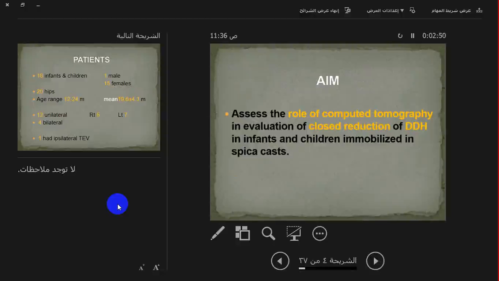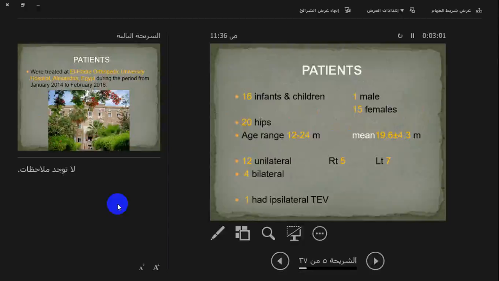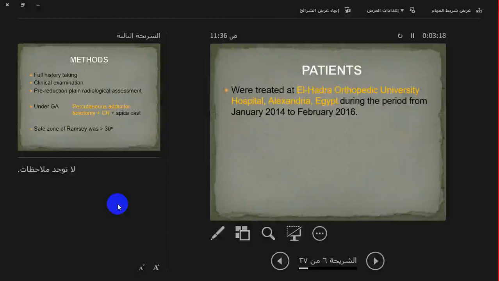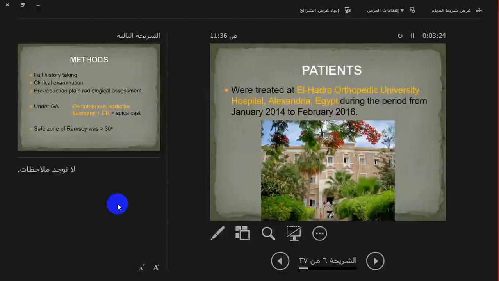The aim of this study, which was done in our department, was to assess the role of computed tomography in evaluation of close reduction of DDH in infants and children immobilized in spiker casts. We had 16 infants and children with 20 involved hips with an age range of 12 to 24 months. Well, the mean was 19.6 months, 12 were unilateral, 4 bilateral, and 1 had an ipsilateral talipes equinovarus. They were all treated at Al-Hadra Orthopedic University Hospital, Alexandria, during the period from January 2014 to February 2016.